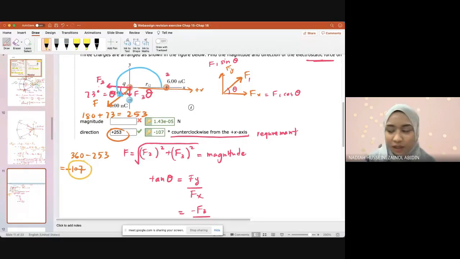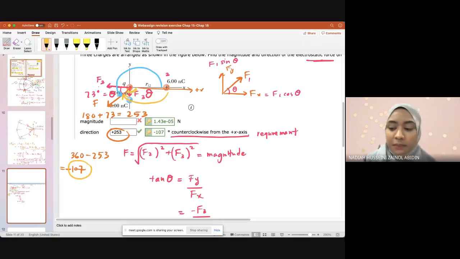Okay, is that okay? I think that is confusing, but for the exam, this requirement, I am sure it's not going to be there. So what you should do is give me your answer with respect to the x-axis. So if Divya says 73 from the negative x-axis, yes, it's correct. Or if you want to say 107 from the positive x-axis, that's also fine.